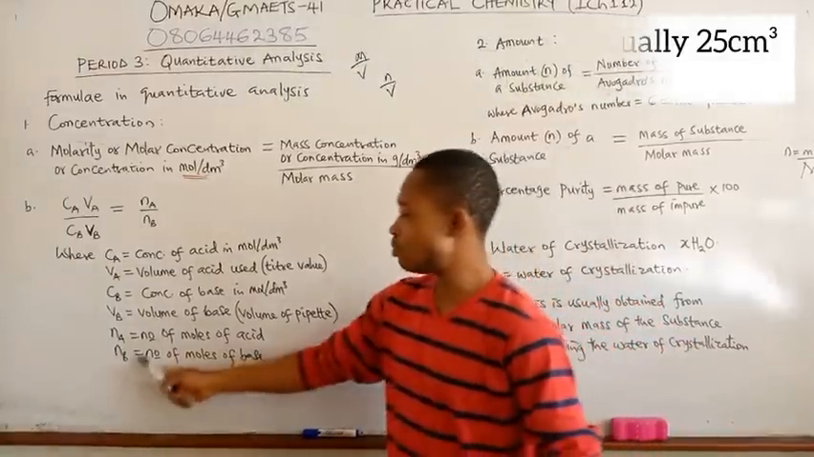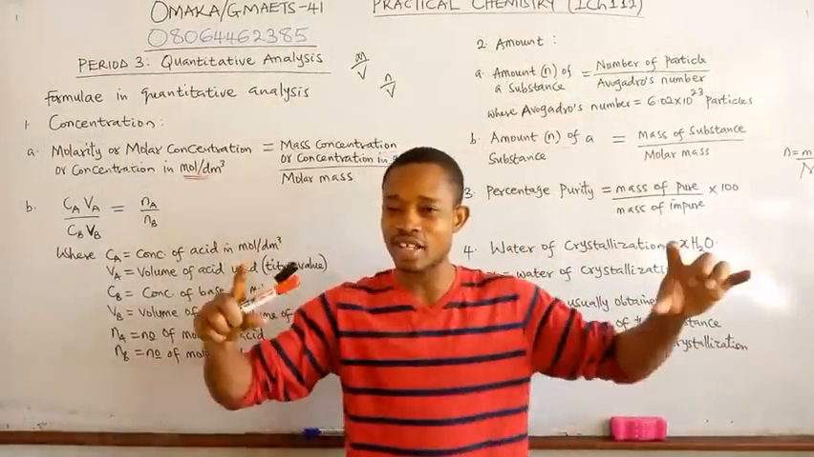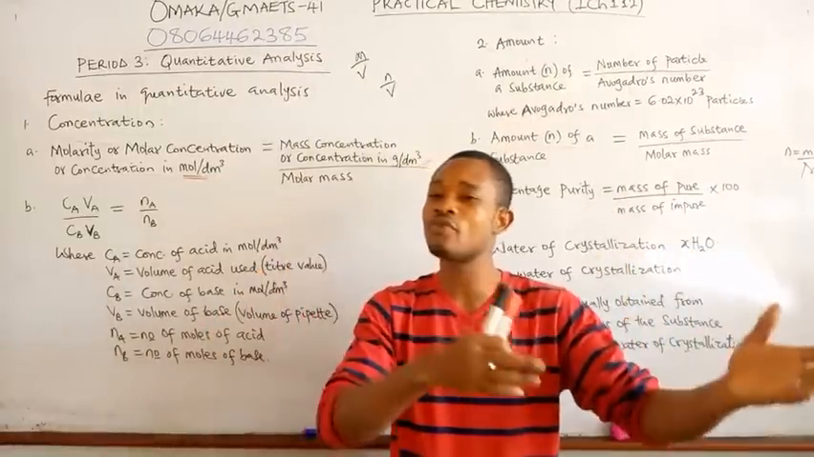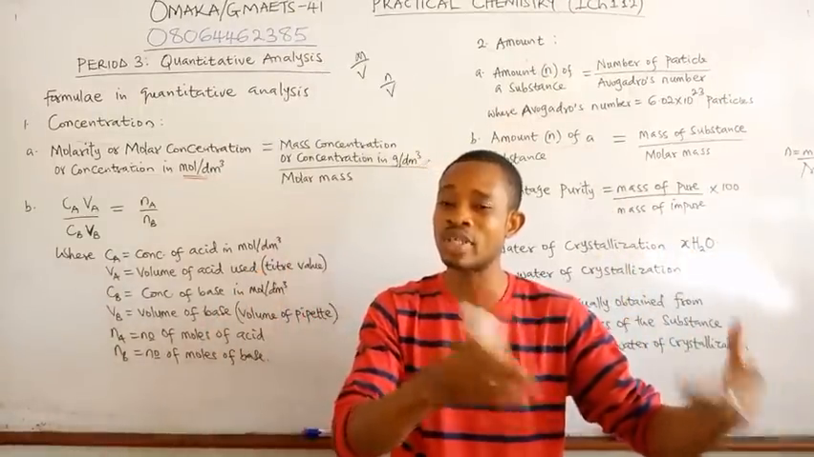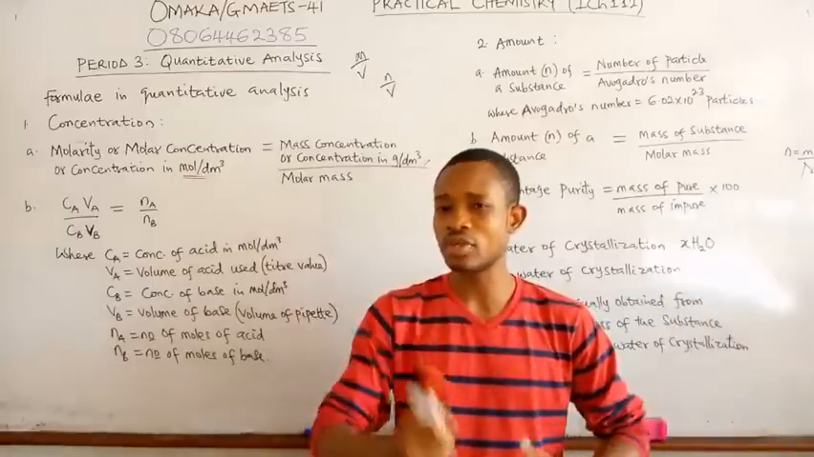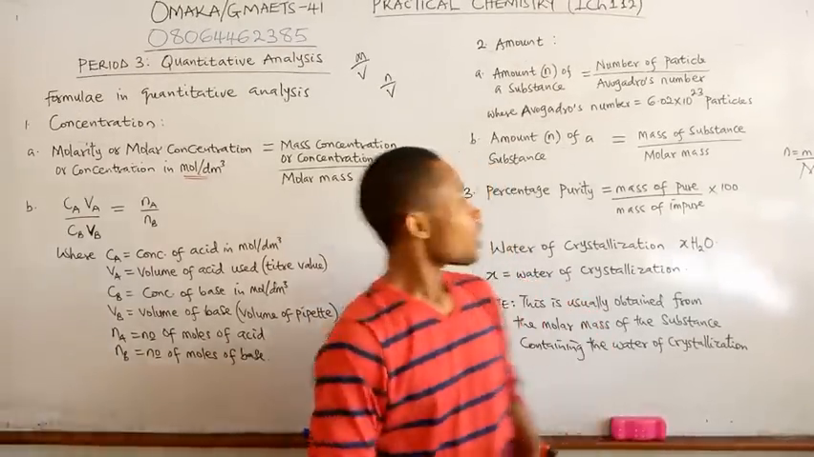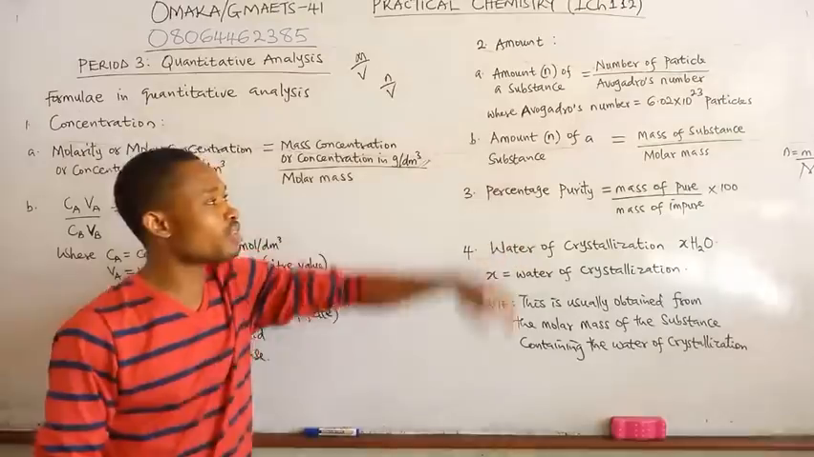NA and NB represent the number of moles of acid and base in the reaction equation. If you're running a titration experiment between hydrochloric acid and sodium hydroxide, for example, and you balance the equation, you will see that the number of moles of acid to base will be 1:1.